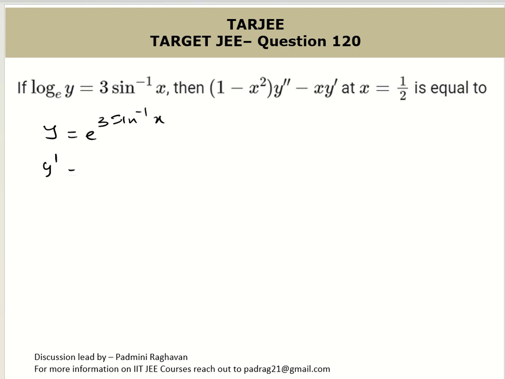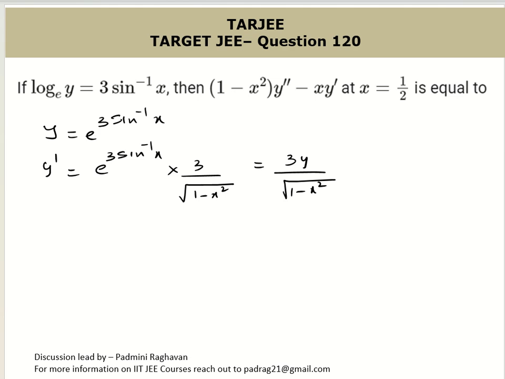So y dashed is going to be e power 3 sin inverse of x into 3 divided by root of 1 minus x square. Now we can replace this e to the power of 3 sin inverse of x, which is nothing but y. So we have 3y divided by root of 1 minus x square. Now we need y double dashed.